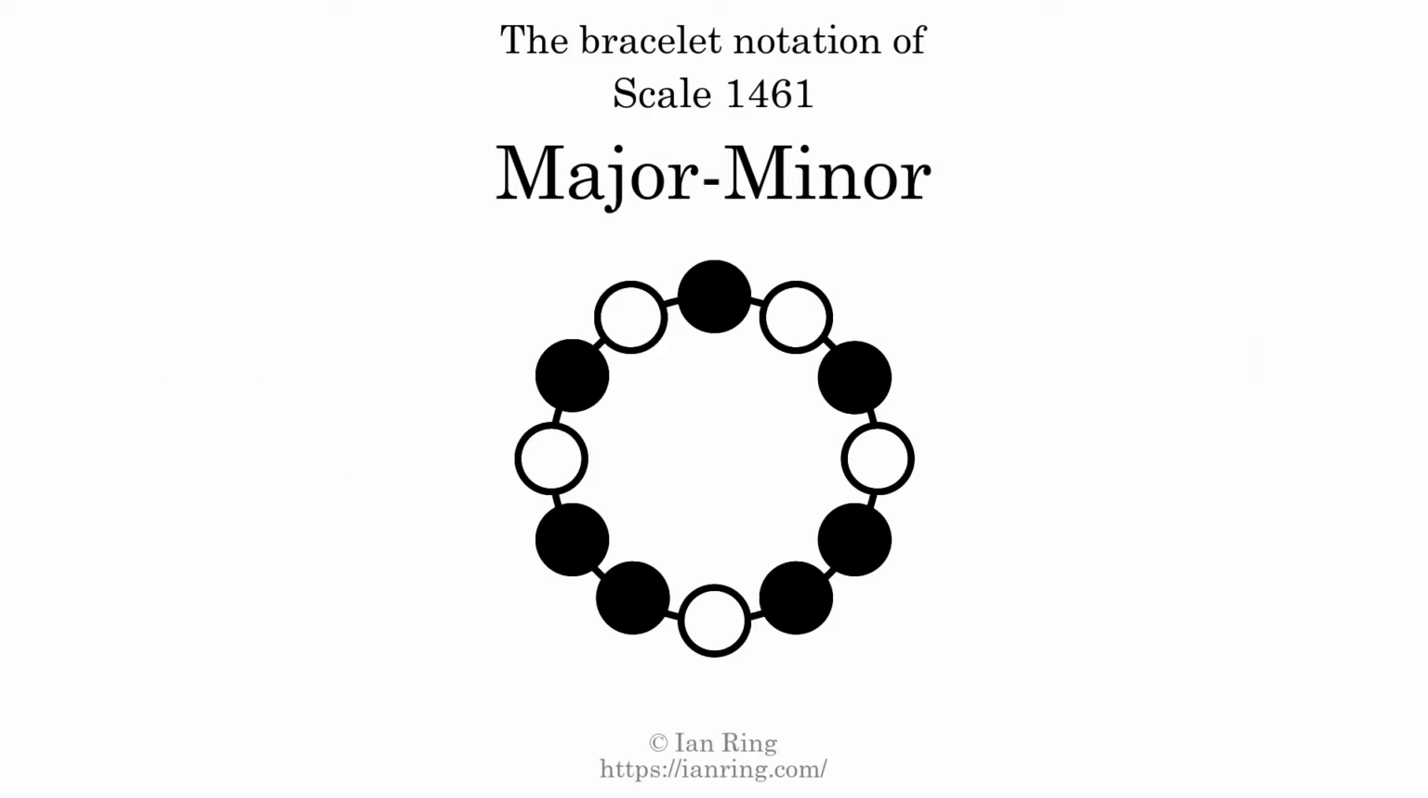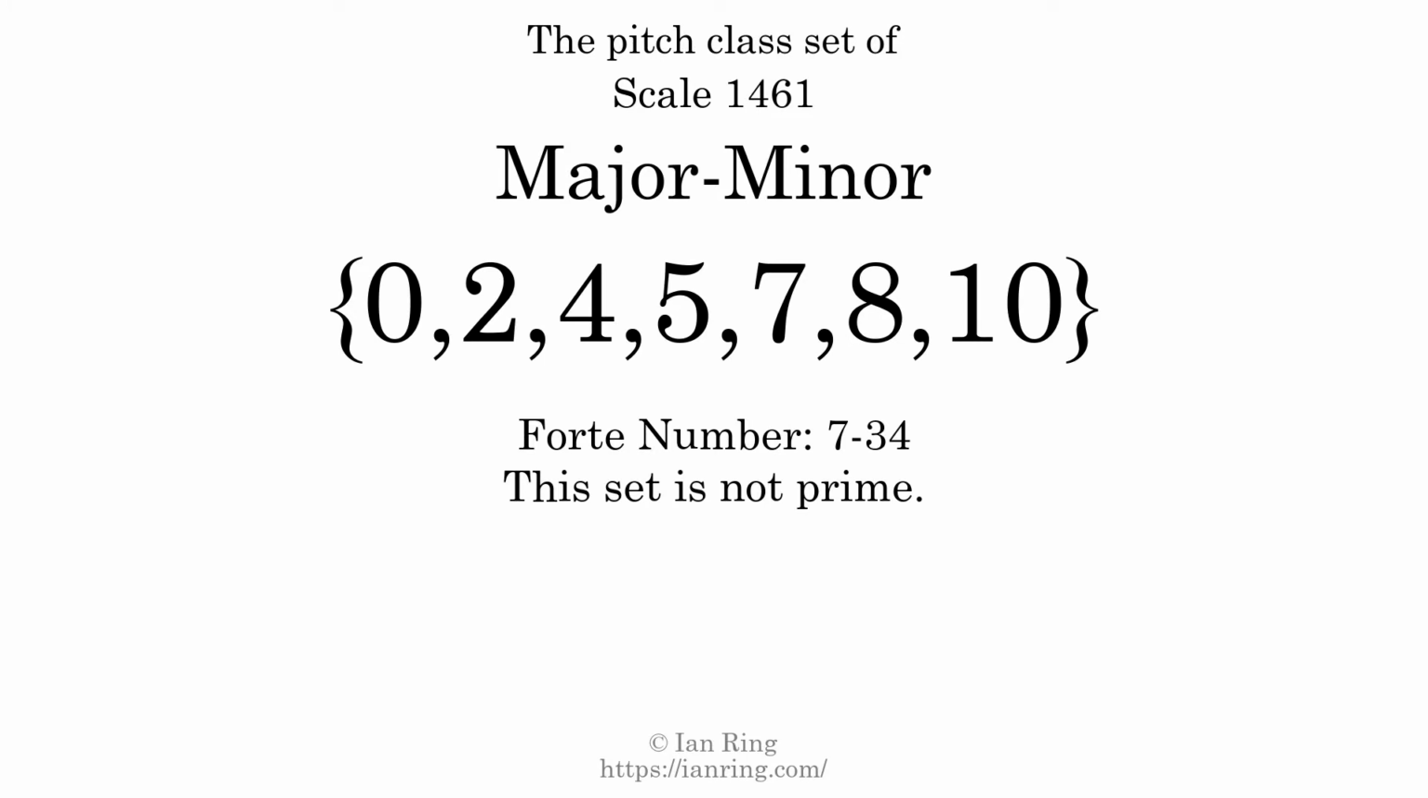This is a bracelet notation diagram of scale 1461. The shaded circles represent tones that appear in the scale, and they are read clockwise, starting at the top. The pitch class set for this scale is 0, 2, 4, 5, 7, 8, 10. The fault class is 734. This set is not prime.